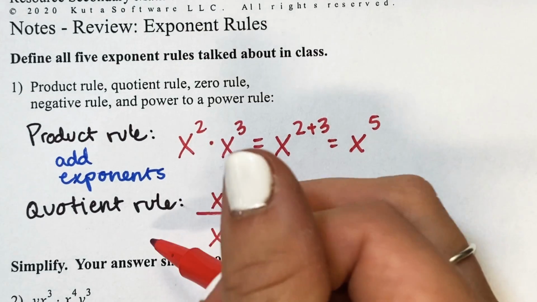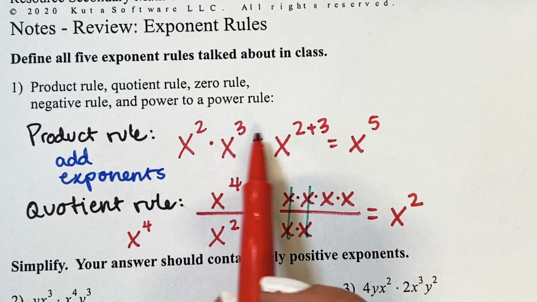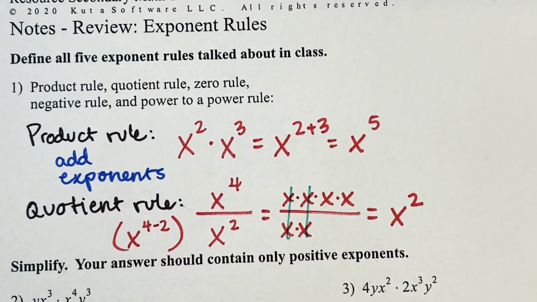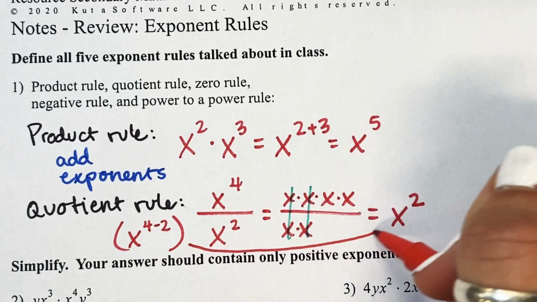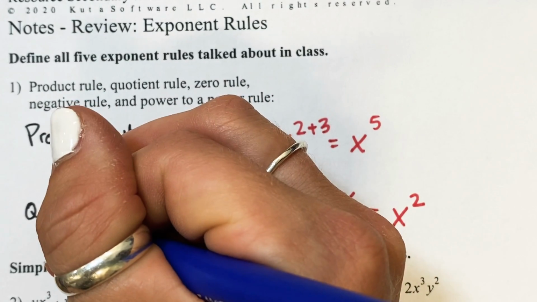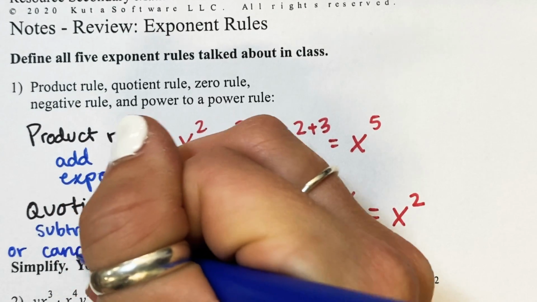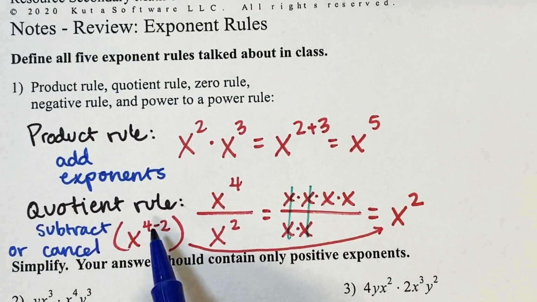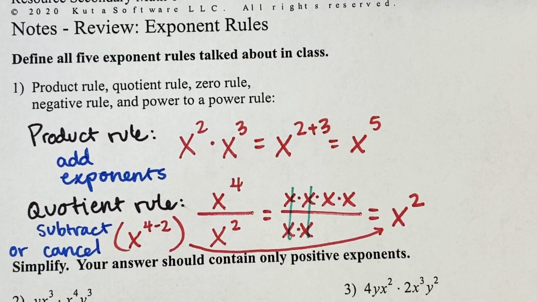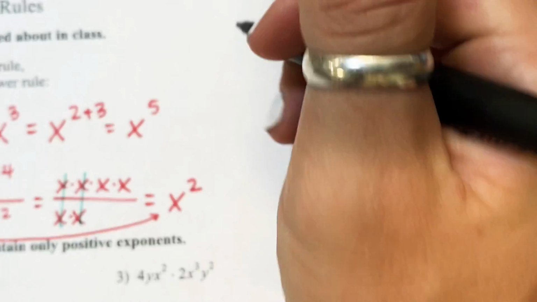Or we could have thought over here, just like in product rule we were adding the exponents, 2 plus 3, now in quotient rule we are subtracting them. You can also think that too. That'll give you the same answer as over there. So under quotient rule, you can think subtract or cancel. You can either subtract your exponents or you can cancel. Okay, awesome. So those were our first 2. We'll probably have to take up some space over here. That's totally fine. So now let's do our 0 rule.